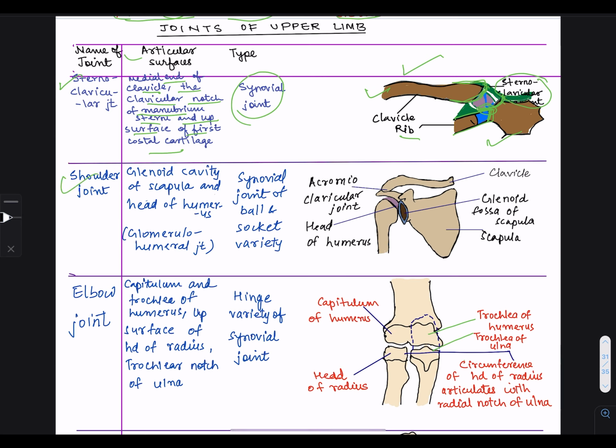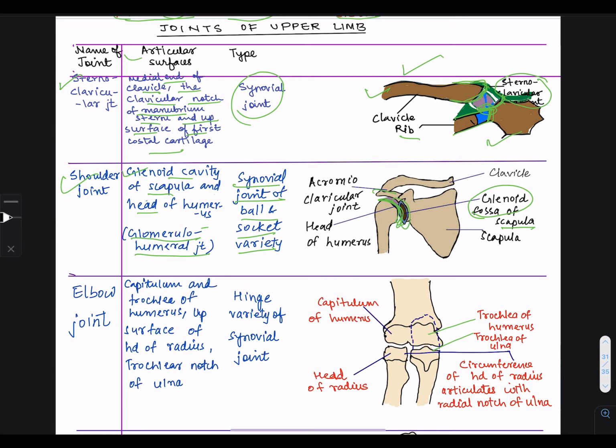Coming to the shoulder joint, the articular surfaces are the glenoid cavity of scapula. This is the glenoid fossa of scapula or the glenoid cavity, and the head of the humerus. Here we have the head of the humerus. So it is also known as glenohumeral joint because of this part. Synovial joint of ball and socket variety.